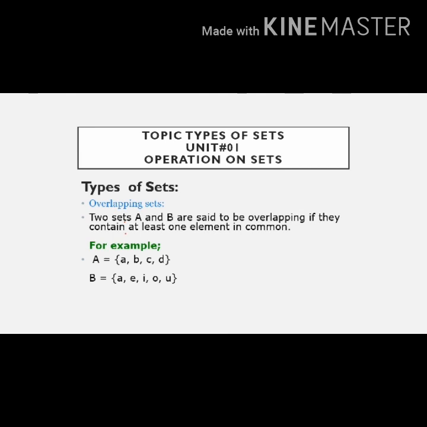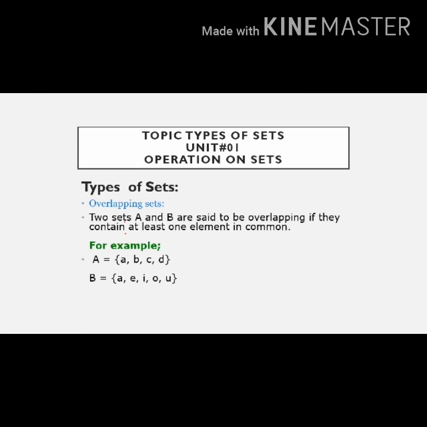Now the next type of set is overlapping set. Two sets A and B are said to be overlapping if they contain at least one element in common. So that means that if two sets have common elements, then these two sets are known as overlapping sets.